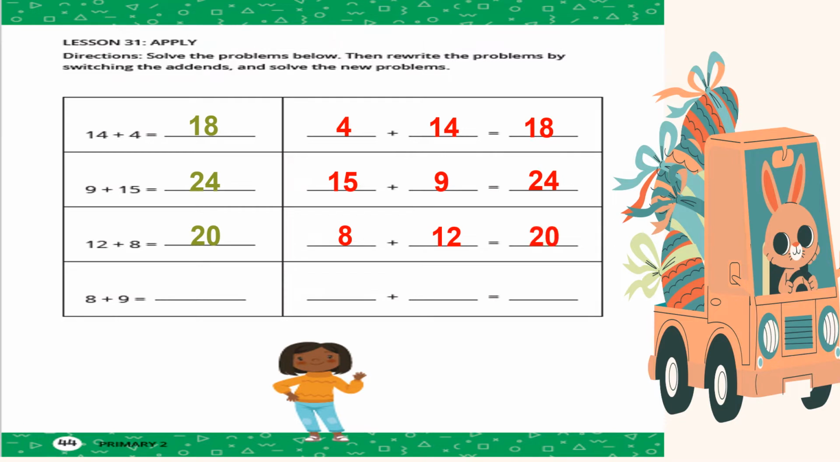Number 4, 8 plus 9. After 9: 10, 11, 12, 13, 14, 15, 16, 17. 8 plus 9 equals 17. Let's switch our addends. 9 plus 8 equals 17.